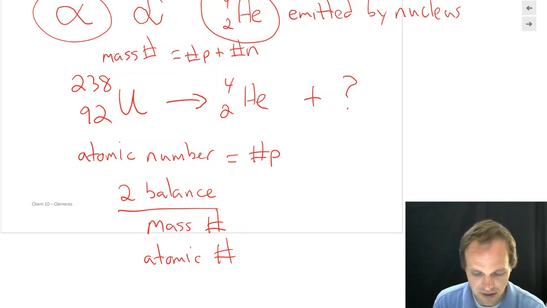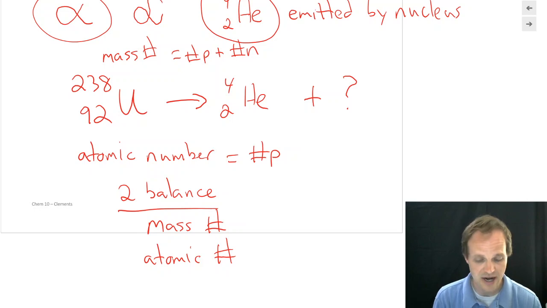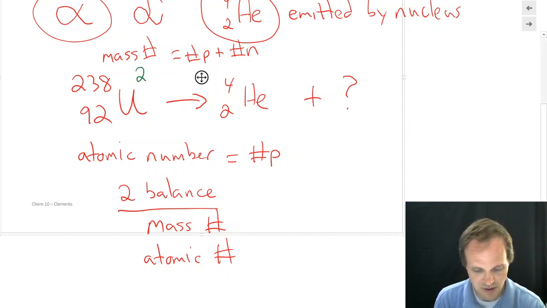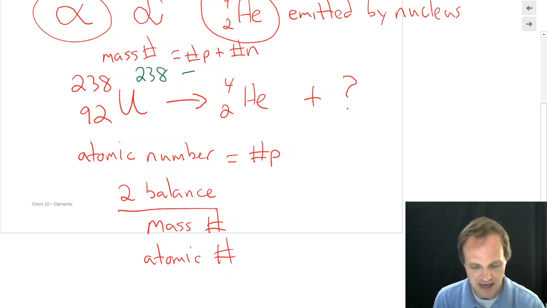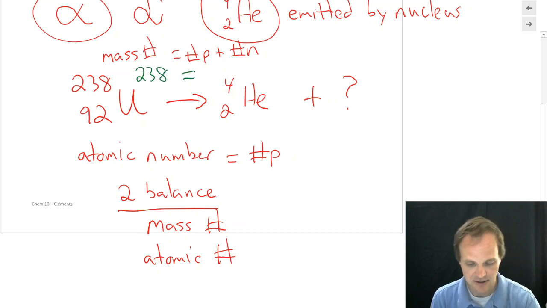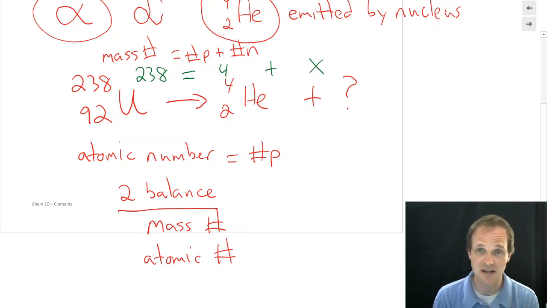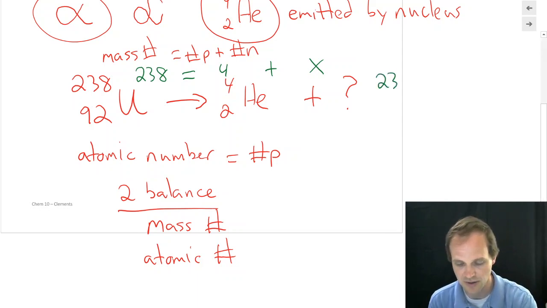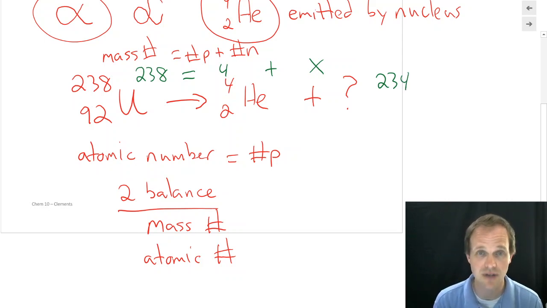And so we're going to make essentially an equation out of it. On top up here, we've got a mass number of 238. This arrow is going to be our equals sign. And we've got a mass number of 4 for our helium plus something, right? And so now we've just got a little algebra equation. 238 equals 4 plus what? Well, it's equal to 4 plus 234. So we know that the mass number of our little question mark here is 234.